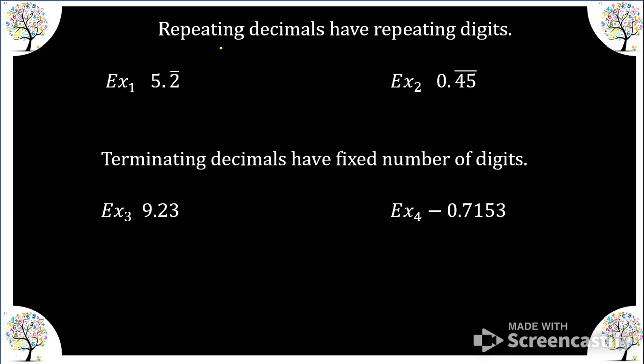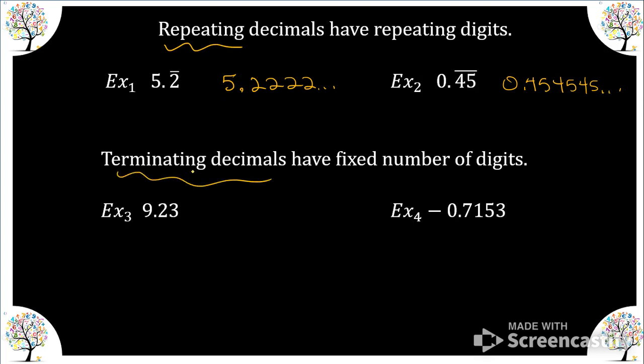So let's talk about repeating decimals. A repeating decimal is a digit that keeps repeating and goes on and on forever. So here our 2 is repeating and it does not terminate, it doesn't stop. Here, 0.45 repeating means the 4 and 5 keep repeating on and on. These repeating decimals are rational numbers.